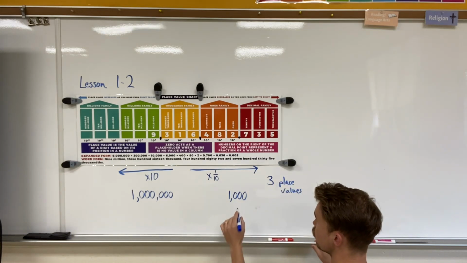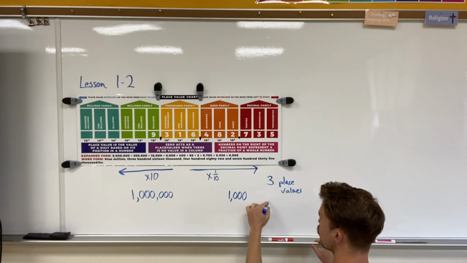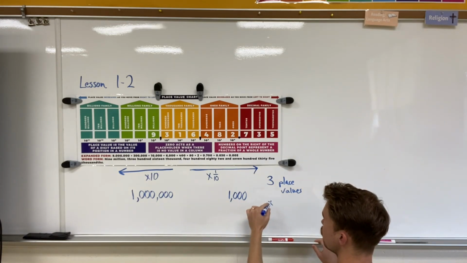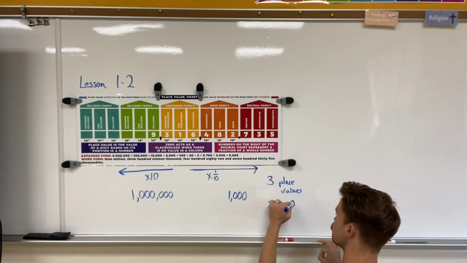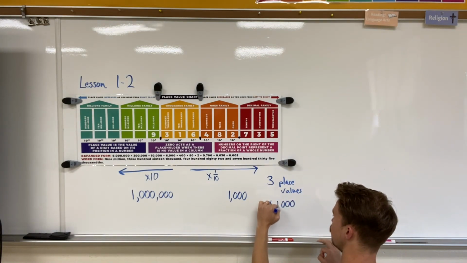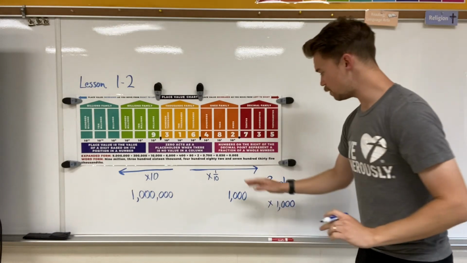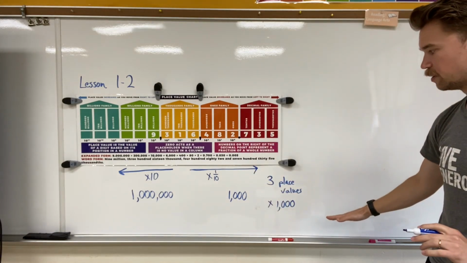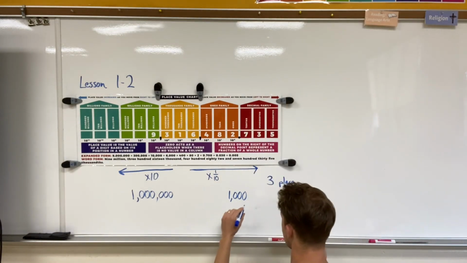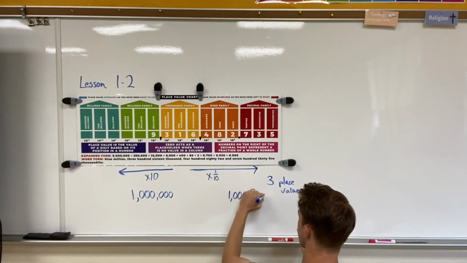All right, so that means that I have to multiply by 1,000. If I have 3 more place values, it's 3 more zeros and a 1. So it should be 1,000 times 1,000. Well, let's try that out. 1,000 times 1,000.